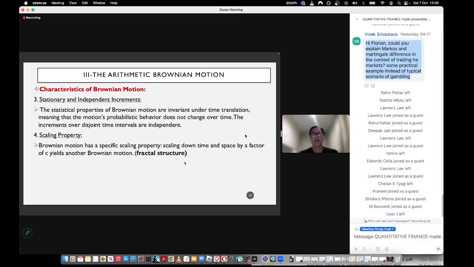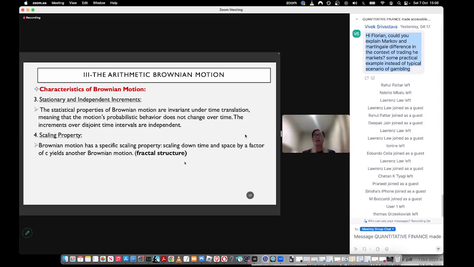What does it mean? It means that if you scale the time steps, so you decrease the time steps, you partition the time steps, you will have the same probabilistic behavior. Nothing will change in the way the process moves. Okay, it doesn't change over time, and you will also have this feature, what we call that.